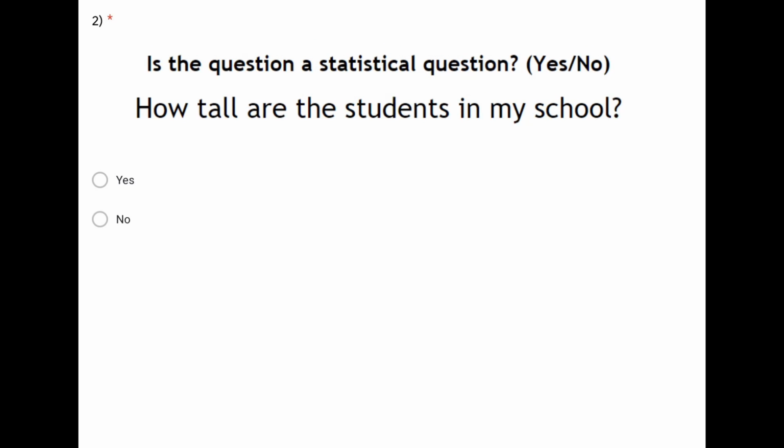Is the question a statistical question? Yes or no? How tall are the students in my school? Students. That is a plural form, so that means there's more than one. So you will get more than one piece of data.